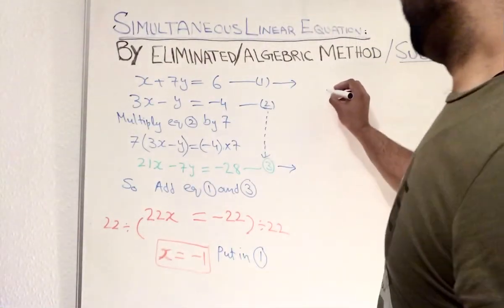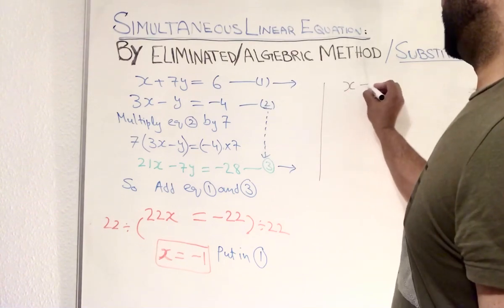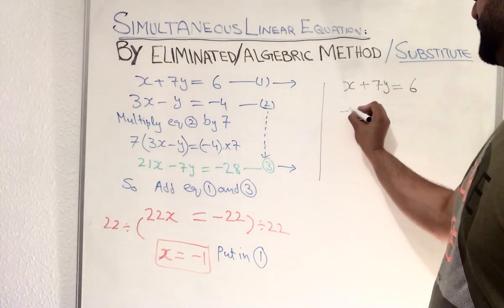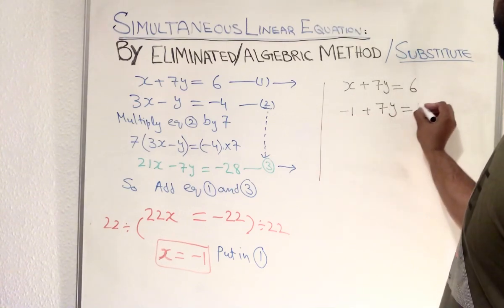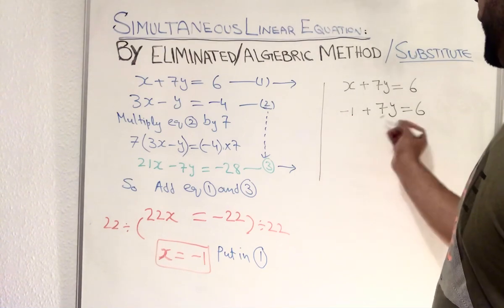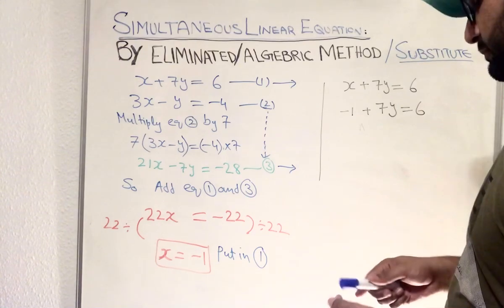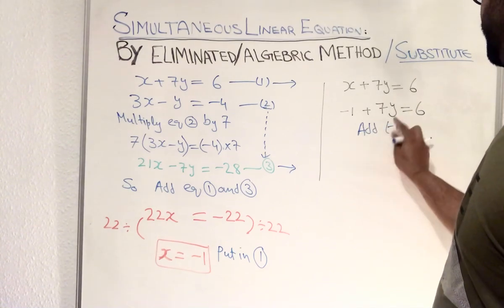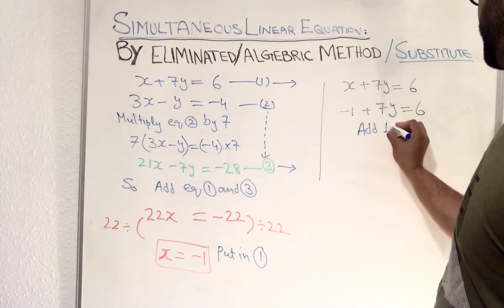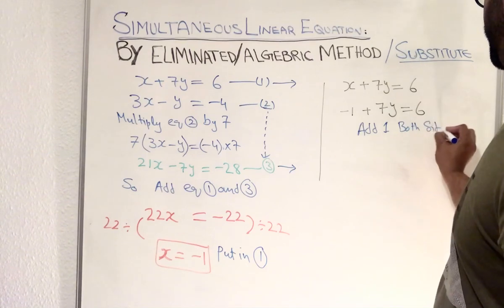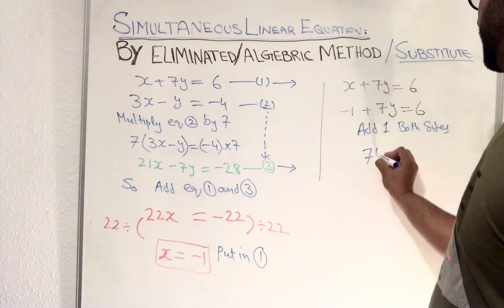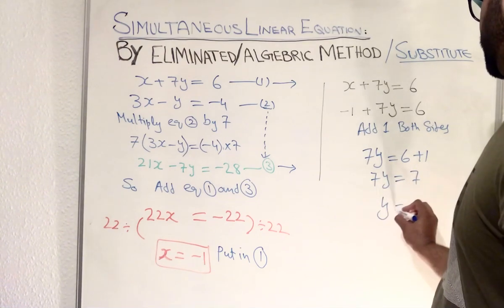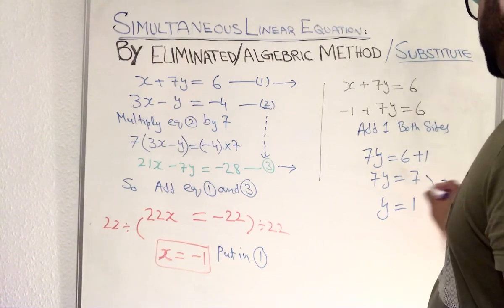So let's see. First I write x plus 7y equals 6. The value of x is minus 1, so instead of x that becomes minus 1. The minus 1 goes to the other side because we are adding: add 1 to both sides. So that becomes 7y equals 6 plus 1, 7y is equal to 7, and y is equal to 1. Why? Because we divided by 7 on both sides.